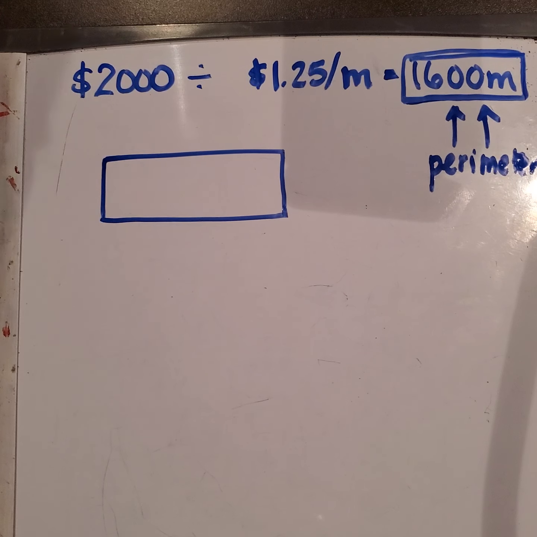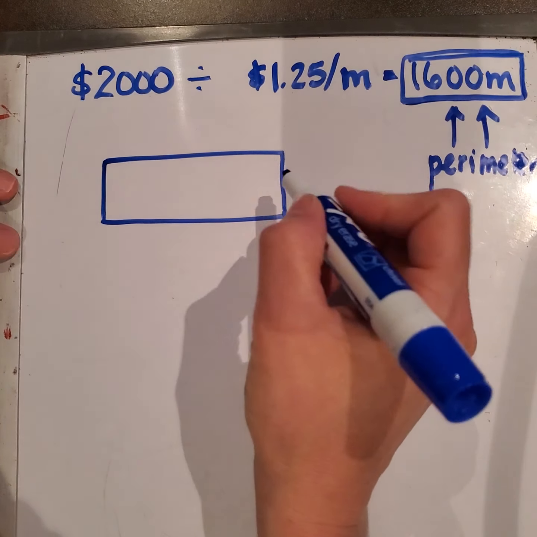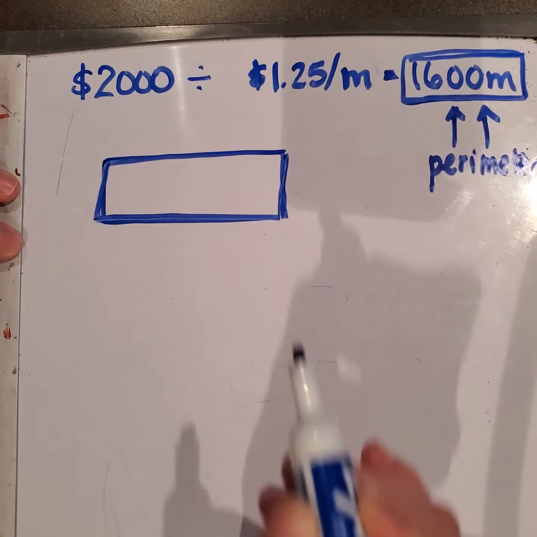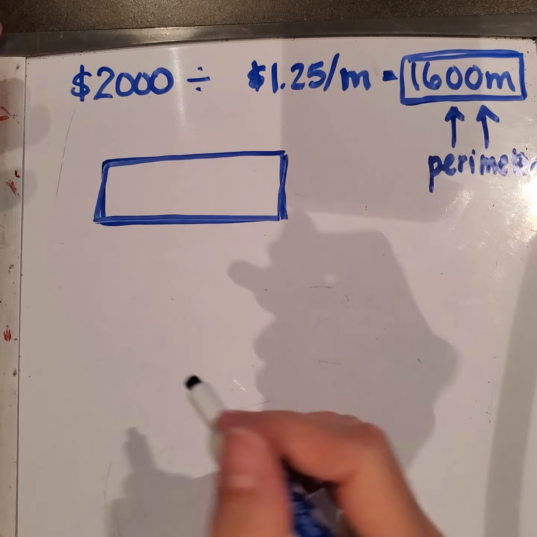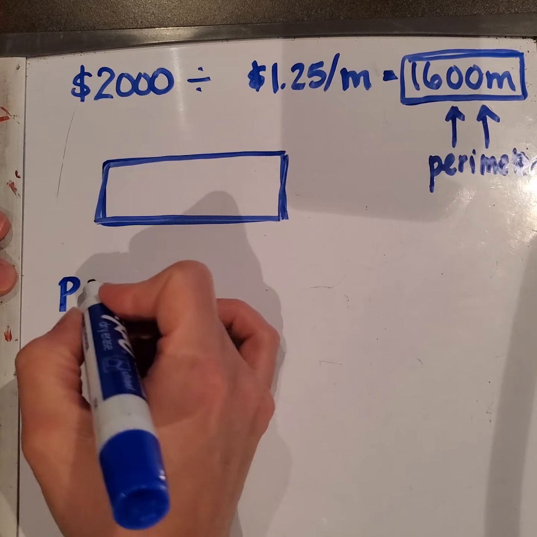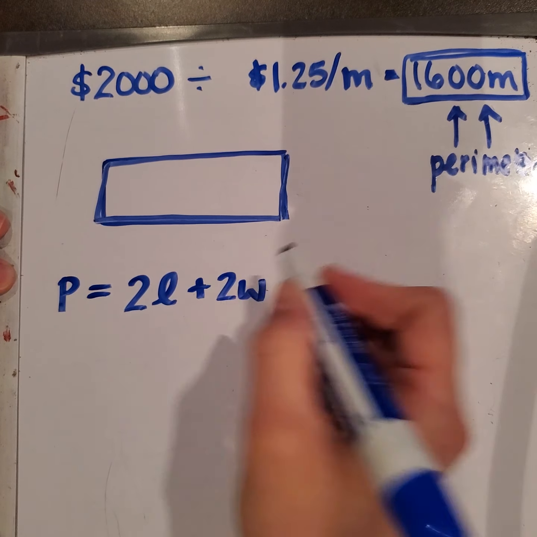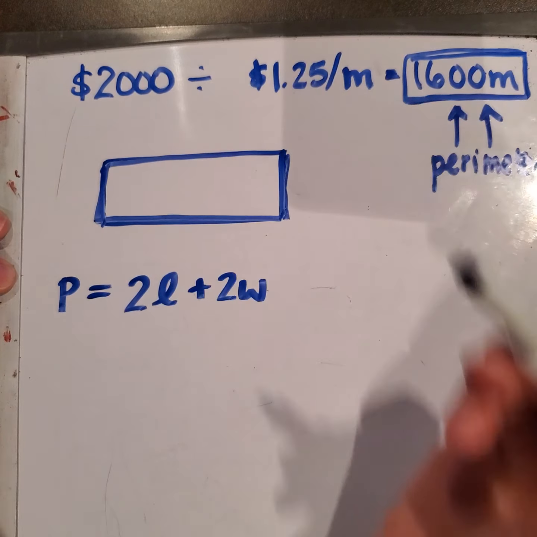So the example that I came up with here is you have, let's say, a farmer who has a rectangular field. Now, if the field was just rectangular, then the perimeter would be equal to 2 lengths plus 2 widths, right? And that makes perfect sense.